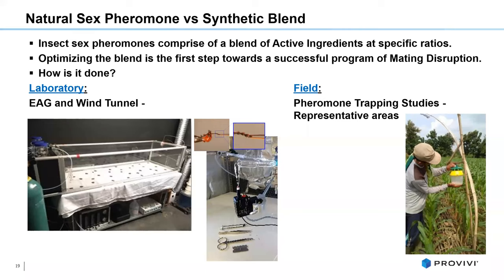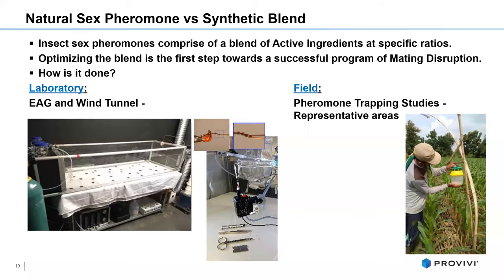On the left side, you can see that in laboratory situations, we use electroantennograms or wind tunnels to understand how the males will respond to the synthetic female source. So you see that flight tunnel, what we call a wind tunnel, where on one side we put the pheromone source and we release the males on the other side. And we see the upwind flight towards the pheromone source. We also use electroantennograms to understand specific reactions in the olfactory senses.